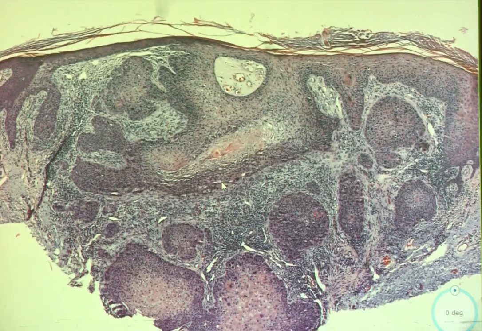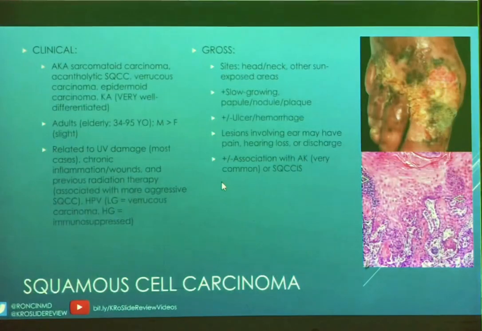You see this much atypia and stuff, there's no denying it. Also known as sarcomatoid carcinoma, acanthotic squamous cell carcinoma, Burkitt's carcinoma, epidermoid carcinoma, keratoacanthoma, very well differentiated. I'll stick with squam.